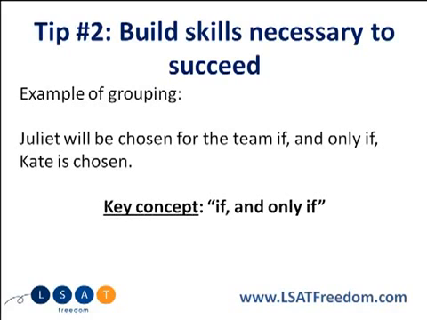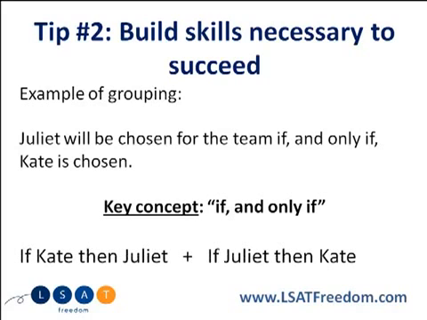Now there's a key concept here of if and only if, and we explain this in some of our video explanations in our tutorials. But basically what this is saying is that if Kate is selected, then Juliet will be, but also it's saying that if Juliet is selected, then Kate will be selected.